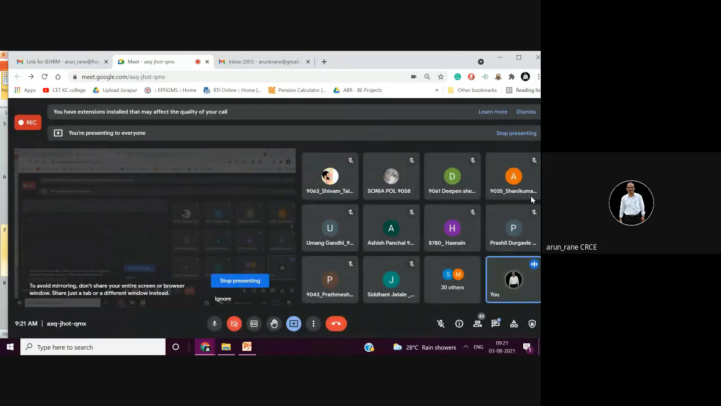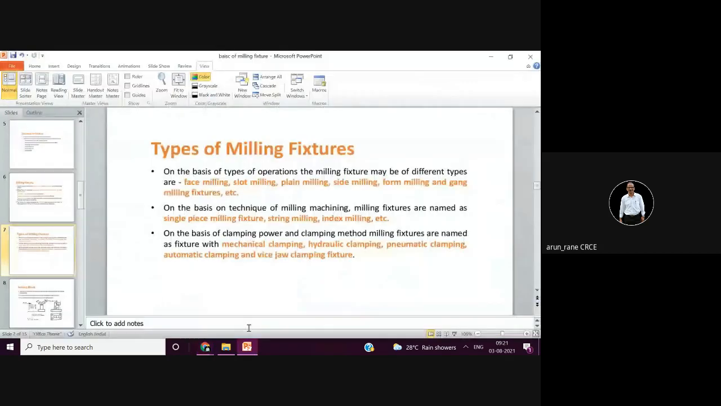Do you understand the meaning of gang? Gang means there are many people, right? Yes. There are many people in a gang. So like that, gang milling means there are many cutters. That is what is called gang milling, whereas in straddle milling there are two cutters only, fine?